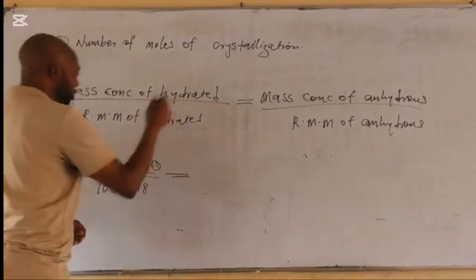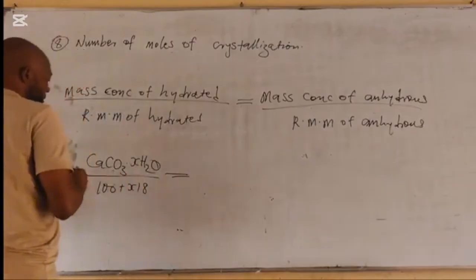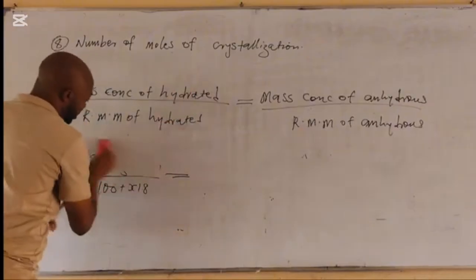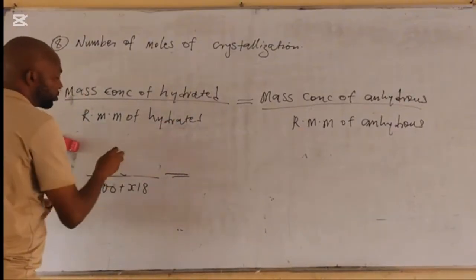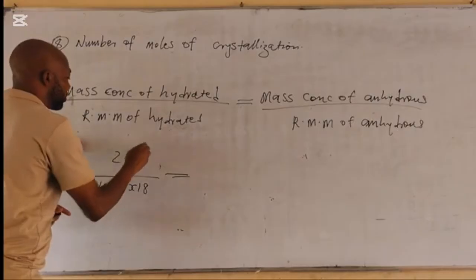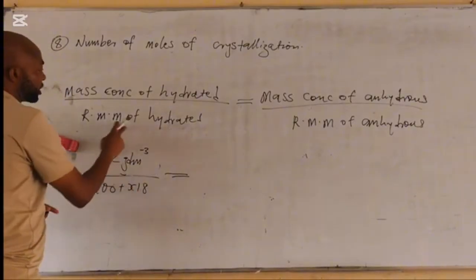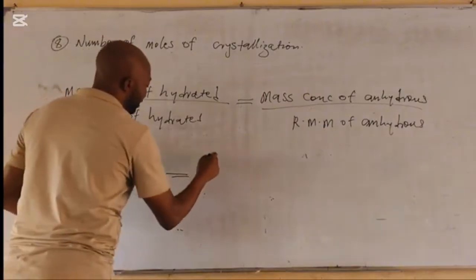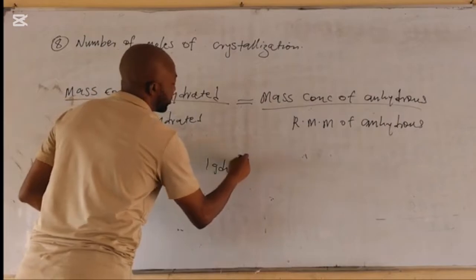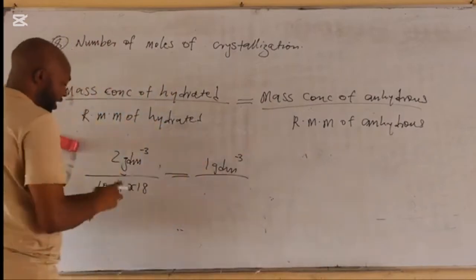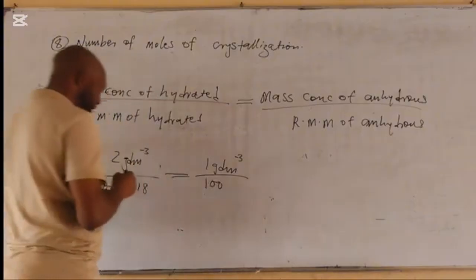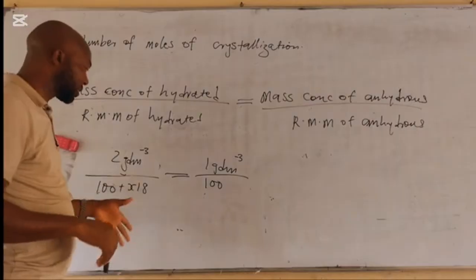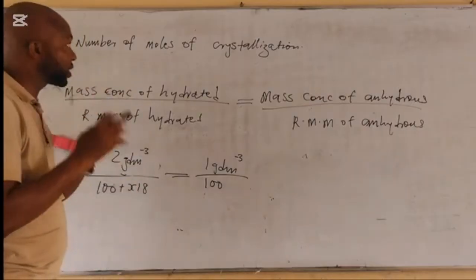And that becomes mass concentration of the anhydrous. What am I doing? Pardon me, please. This is mass concentration of hydrated, which could be anything. Let's take it to be 2 g/dm cubed. And the relative molecular mass of hydrated, which is this. This is mass concentration of the anhydrous, let's say 1 g/dm cubed, over the relative molecular mass of the anhydrous, which will be just 100. And with this, we can now make X the subject. And now X becomes the number of moles of water of crystallization.